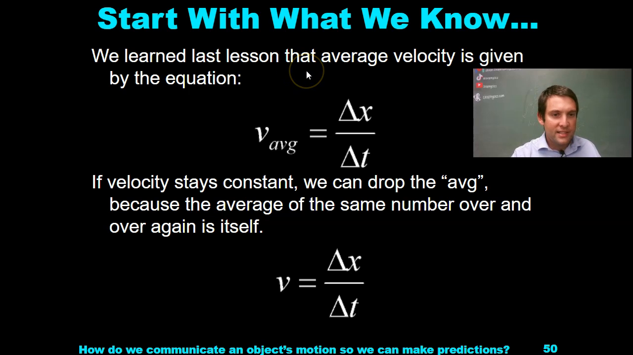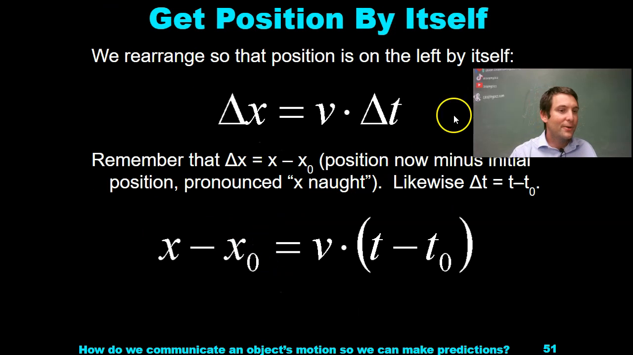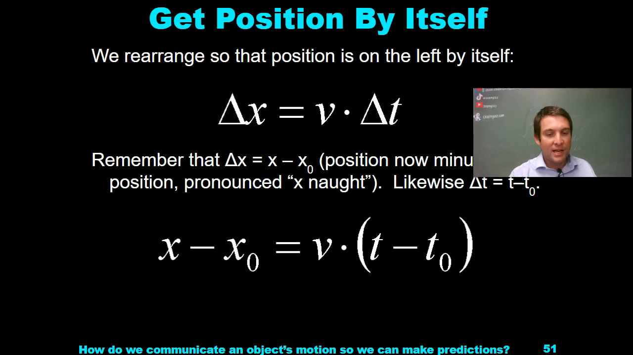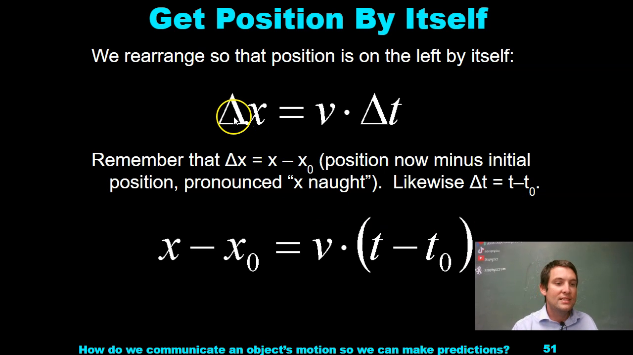We learned last lesson that the average velocity is given by the equation, the displacement over the total time interval. If velocity stays constant, we can drop the AVG, so it's no longer the average because it's always going to be the same. We can rearrange that by multiplying by time on each side, and we see the displacement equals velocity multiplied by the change in time. Remember that your displacement is your final position minus your starting position.